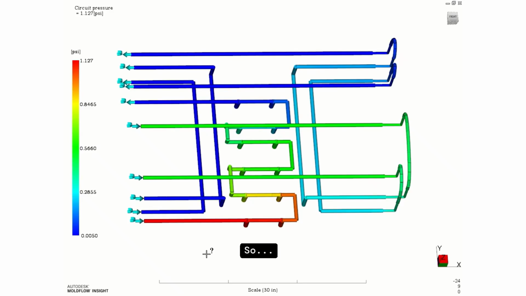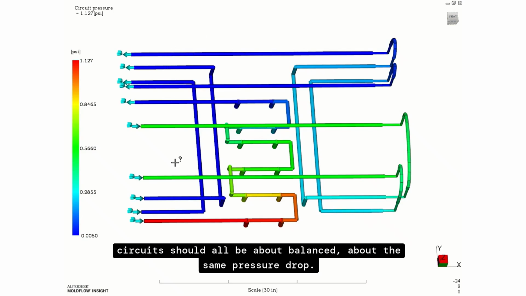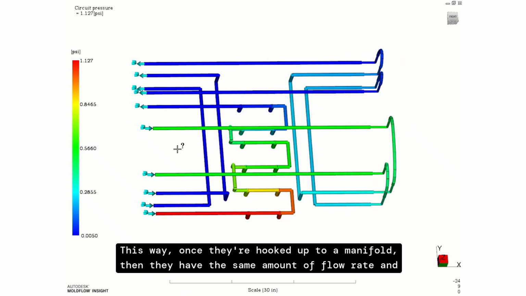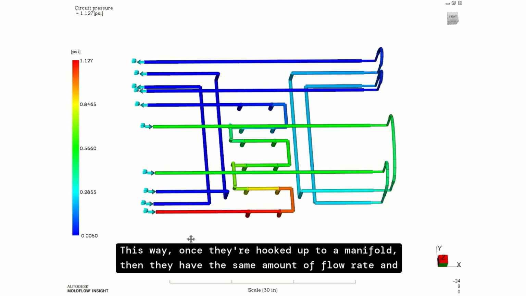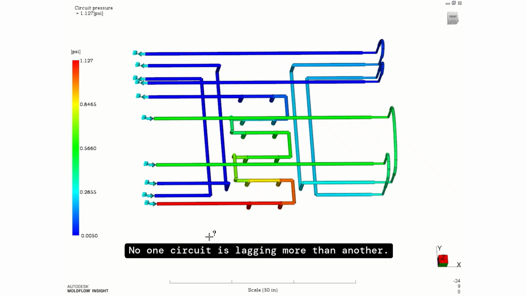Okay, to combat that, we look at all the other circuits and we hook them up so that our final completed circuits should all be about balanced, about the same pressure drop. This way, once they're hooked up to a manifold, they have the same amount of flow rate, the same Reynolds number, turbulence, and cool as efficiently as possible. No one circuit is lagging more than another.